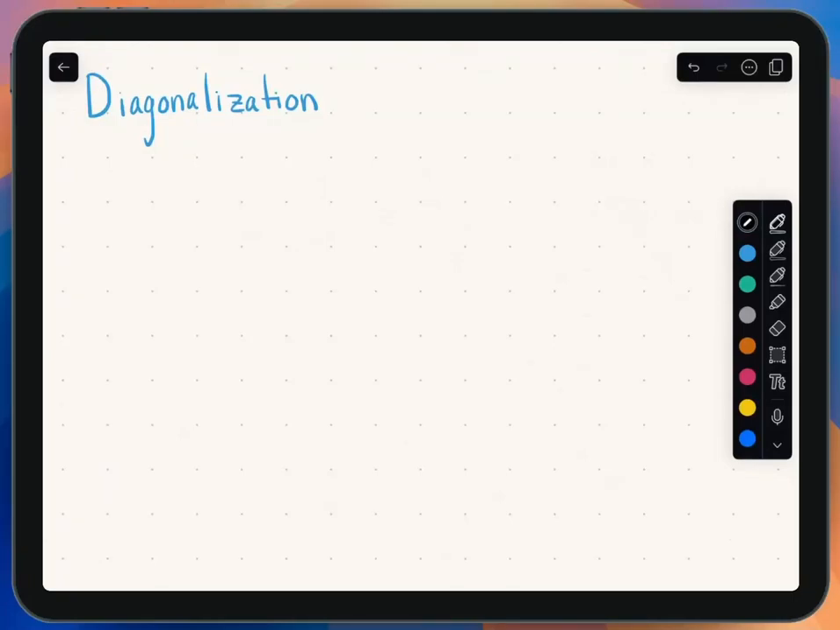Hello everyone, today we're going to talk about diagonalization, which is a really hard word to say, but a very useful concept to know. So in the last video, we talked about similar matrices. We say that if we can find this linking matrix that's invertible, called P, that links A and B, then A and B are said to be similar.